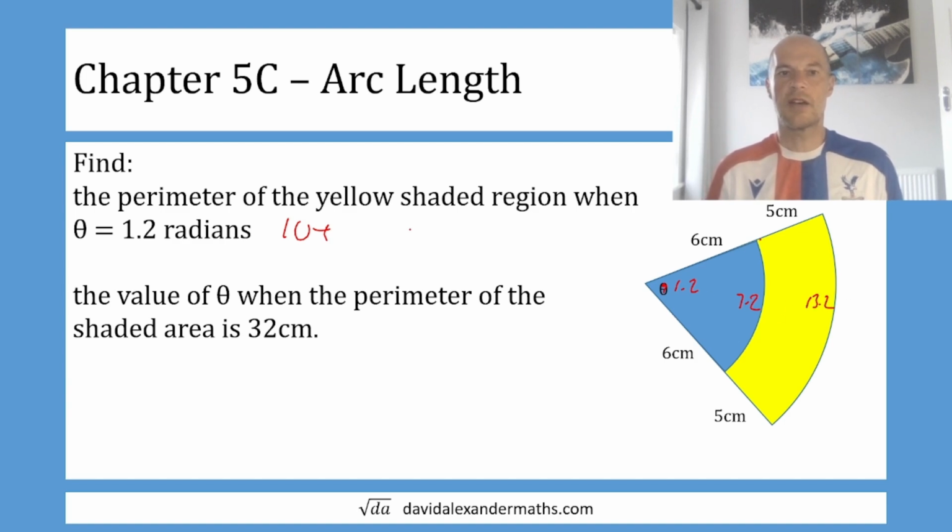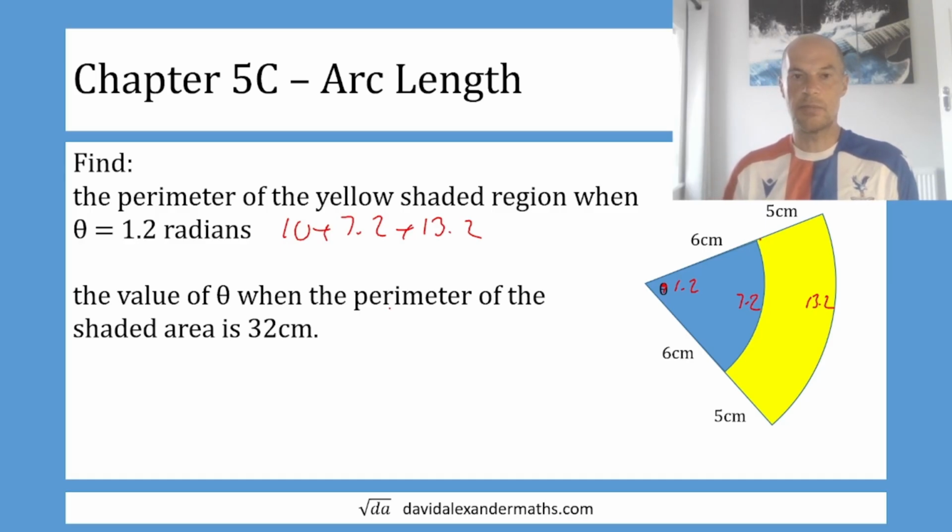Okay, so therefore the total arc length is 10, sorry, not the total arc length, the total perimeter is 10 plus 7.2 plus 13.2, and so 17.2 plus 13.2 is 30.4. There we go. So that is the perimeter of the yellow shaded region. Okay, moving on to the next part.